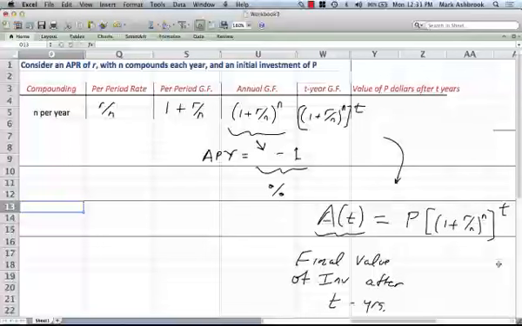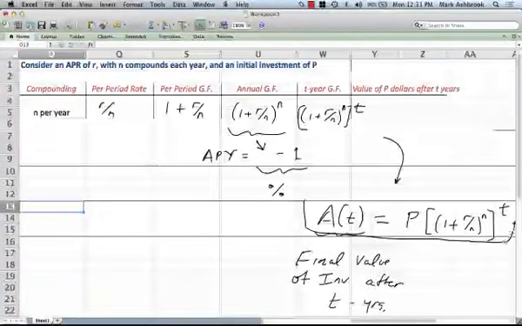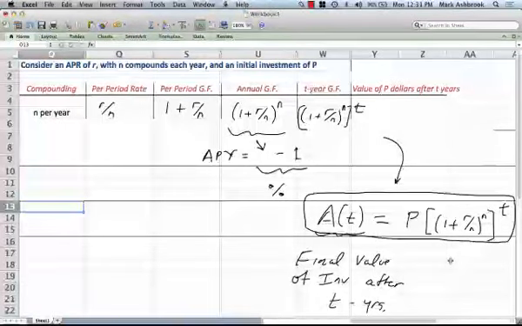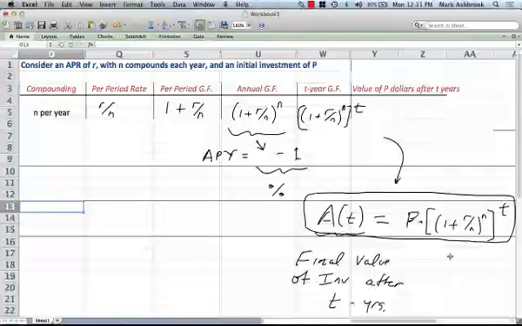Many of you have used this formula in the past, and most likely you did not understand that it was all about growth factors. Now we know what every part of that is about. You start with your per period rate, get your per period growth factor, get your annual growth factor, get your T-year growth factor, and then multiply it. It's a multiplier, so we multiply it by P. Okay, so this is our compound interest formula.